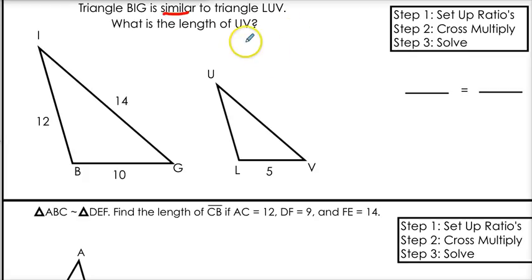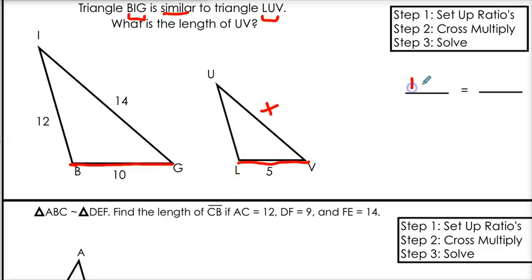Well, the way you do it is this. First, you're going to put an X where you want to solve it. So we want to find out what UV is. Let's put an X there. Now, what we're going to do is set up a ratio. We're going to find a pair of matching side lengths. So if you see here, I have BG and LV, which correspond to each other. If you want to check it, BG is the first and last. LV is the first and last. So those two correspond to each other.